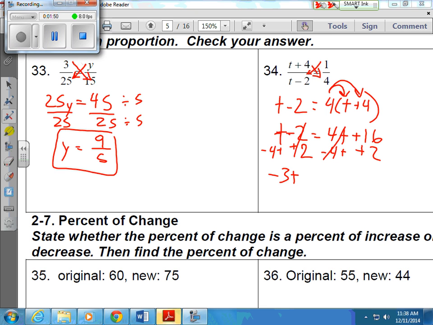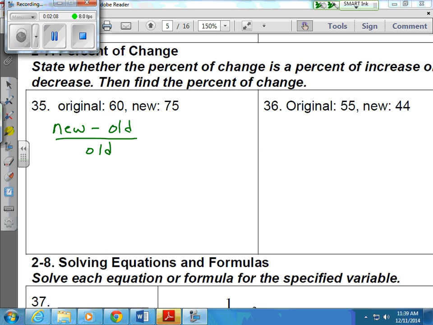That cancels. Negative 3t is equal to what? 18. And then divide both sides by negative 3. t becomes negative 6. So t is negative 6. Okay, so our new is 75.